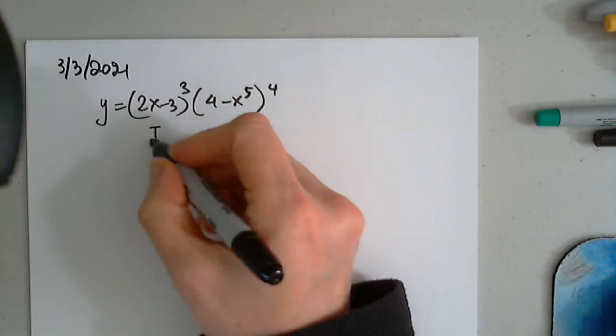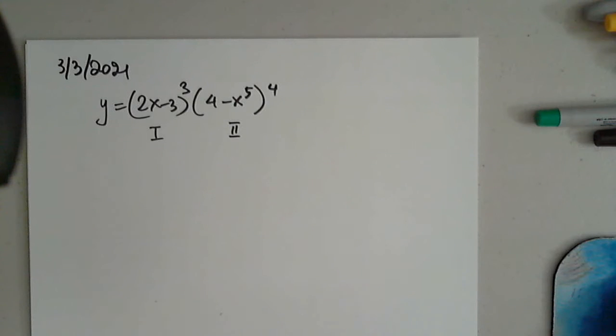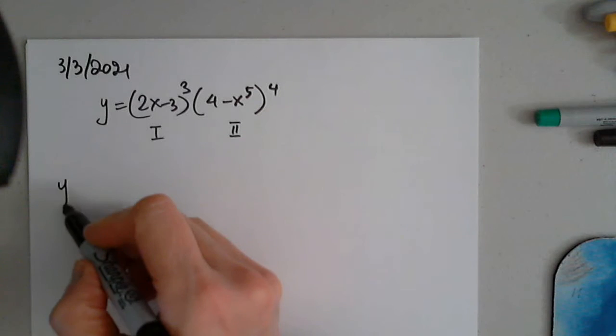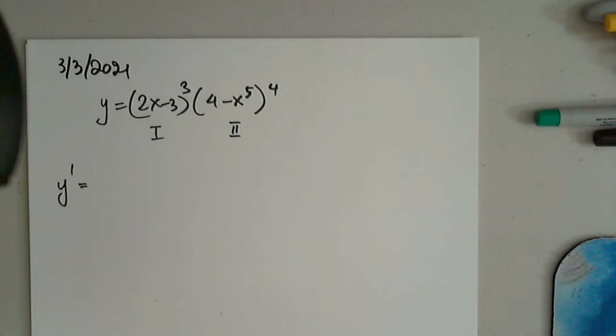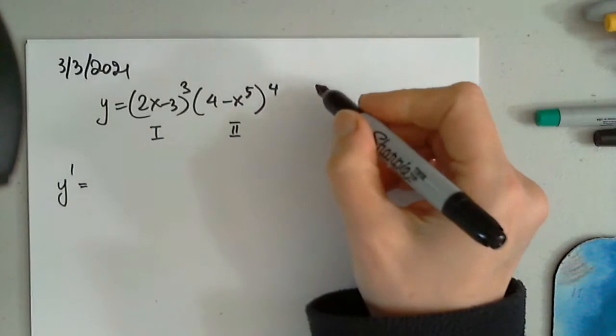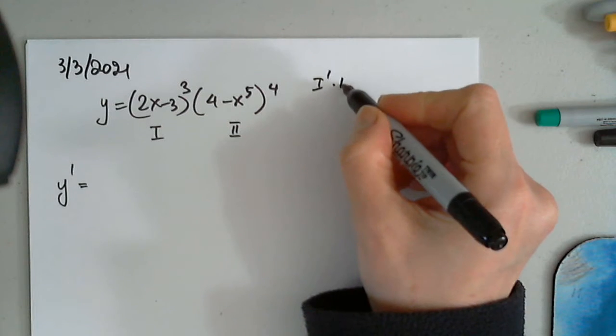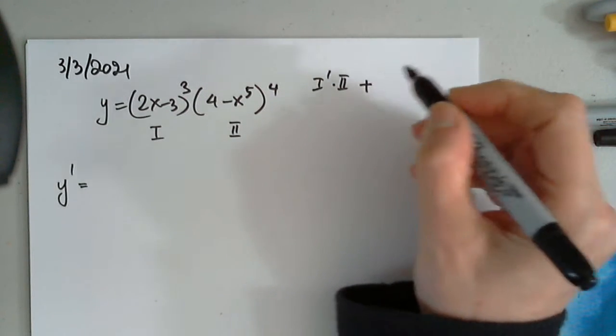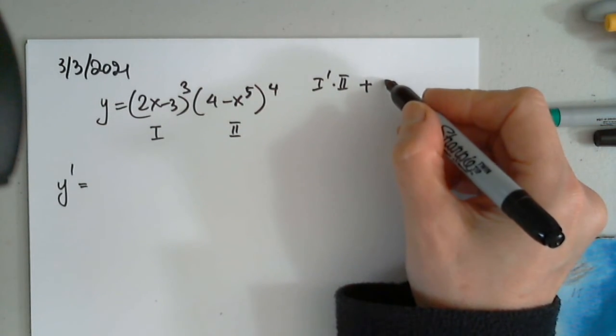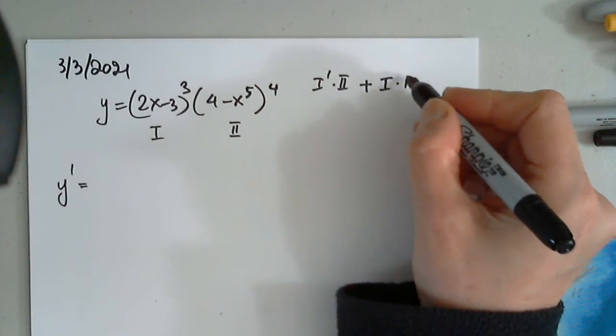So first is function 1 and this is function 2. I have to use the product rule and the chain rule. Okay, ready? Everyone? So can anyone tell us the product rule quickly? Anyone? F prime 1 times G 2 plus 1 times prime 2.